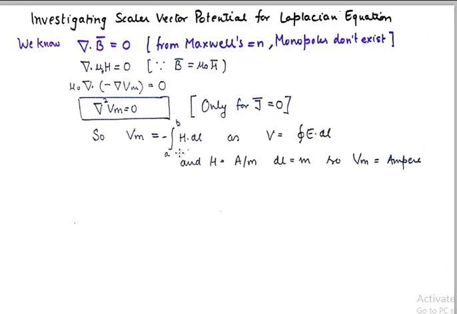So another final definition of Vm, which is the scalar potential, can be obtained as an analogy from electric potential. We know that electric potential is defined as E dot dl, so H dot dl will define the magnetic potential in scalar terms, and the units of H are ampere per meter, dl's unit is meter, so Vm, the scalar magnetic potential, gets the unit ampere. So that's again something that you can commit to your memory.